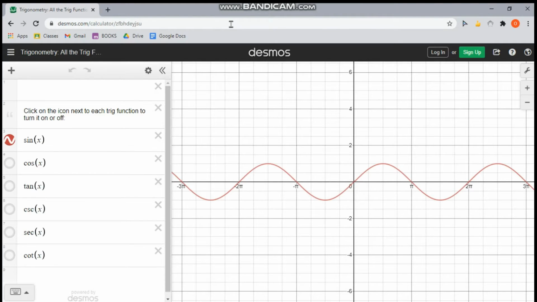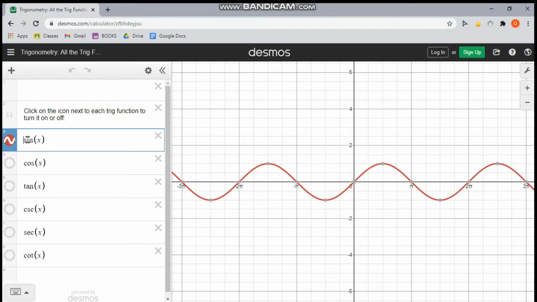Okay, so in this site, we could see that the equations are readily made for all the 6 trigonometric functions. All we have to do is simply manipulate it, and our graph will appear on the right side of our screen. Okay, let's have some examples.